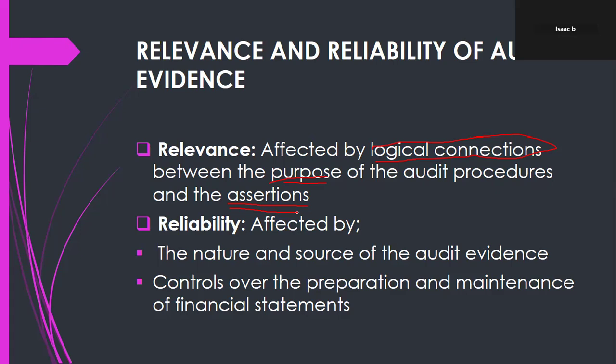So now, if we confirm from the bank, that information that's coming from the bank saying, okay, this company has indeed 3 million in their account, that information is more reliable. So this is what it means. The nature and source of audit evidence informs the reliability of that particular audit evidence.